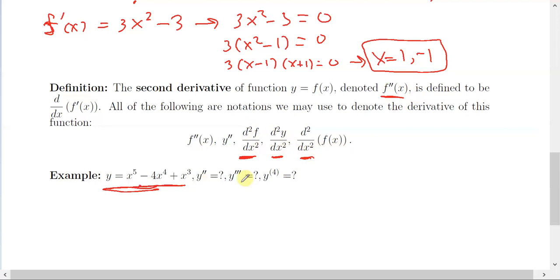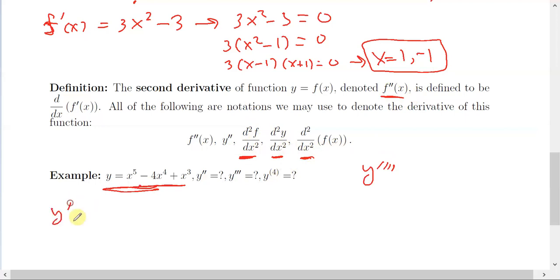So here's a function. I want to find the second, third, and fourth derivative. Notice with the fourth derivative, it gets a little bit cumbersome if you keep trying to put primes and somebody has to count all those primes. So usually after 3, they denote the derivatives with parentheses. It looks like an exponent, but that's why the parentheses are there. So hopefully you don't confuse it as an exponent.